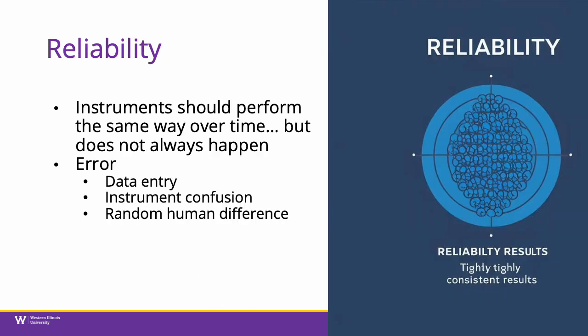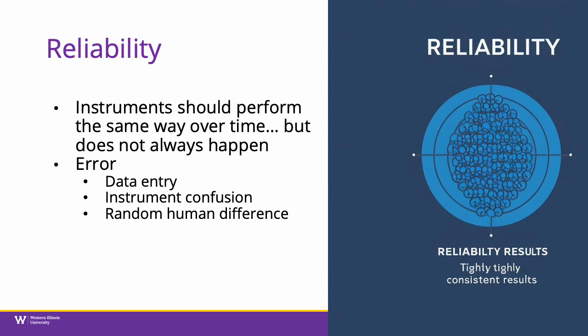Now, one of the things we want our measures to be is reliable. They should perform the same way again and again and again. So you can see in the image here this idea of reliability. So if you had a target practice, you were throwing darts or something, right? You want your results to be tightly grouped around the target so you have consistent results. So if I am trying to hit a bullseye on a dartboard, I am around the bullseye consistently.